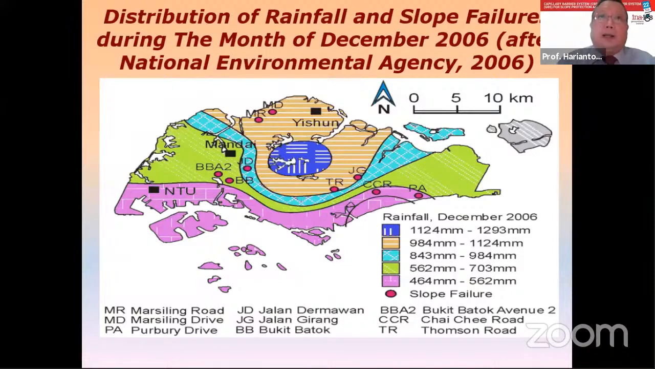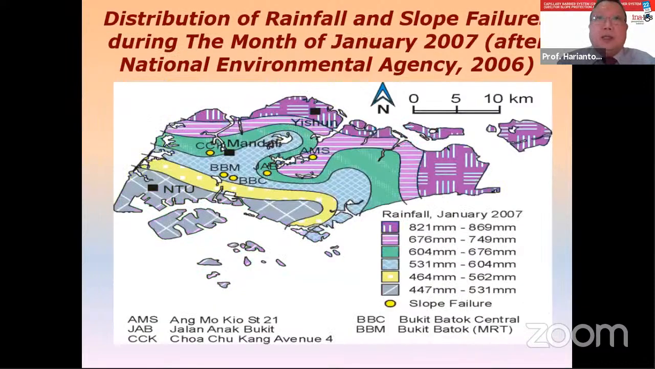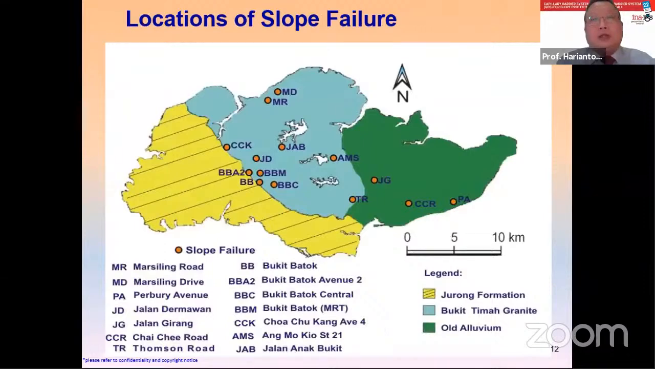That could be a daily failure. So again, in 2007, this is the highest rainfall, but many of the slope failures actually did not coincide with the largest amount of rainfall. These are the locations of slope failures all around the island.